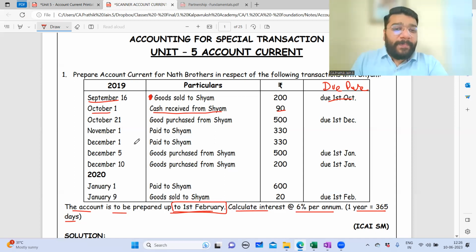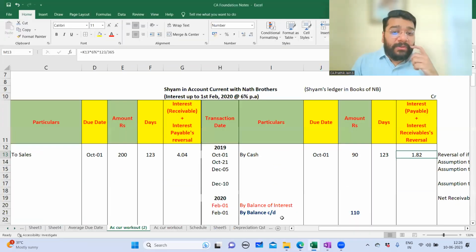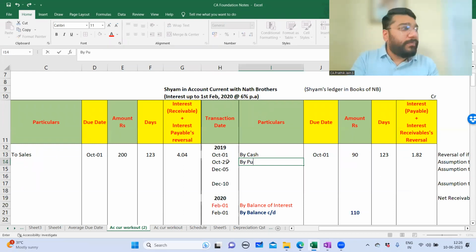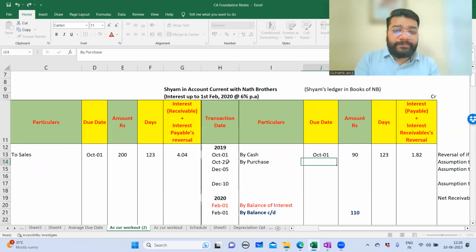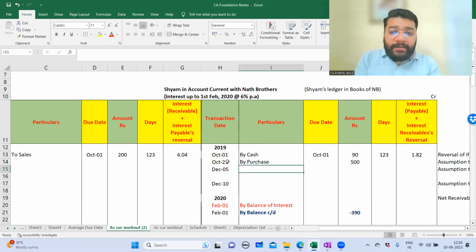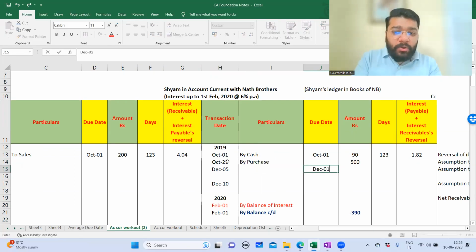Now, October 21, people, the third transaction: goods purchased from Sham for 500 rupees. What would be the journal entry? Purchase account debit to Sham. So in Sham's ledger, by purchase, October 21. All of you are doing along with me, no? By purchase, how much? What is the value? 500. What is the due date agreed? Guys, the due date is December 1. So December 01.